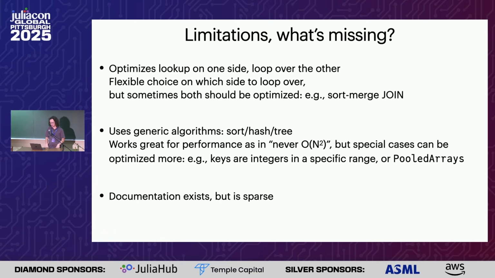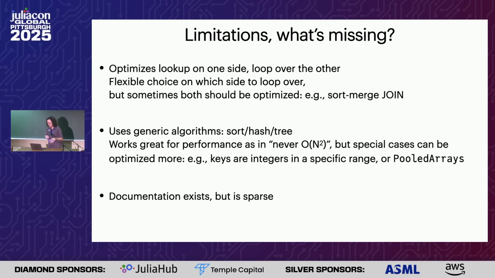Also, for now, it uses generic algorithms. So it uses just the Julia sort function. For hashes, it uses Julia dicts. For trees, it just uses nearest neighbors. This works great for performance, as in the performance never falls back to n squared. But special cases can be optimized more.